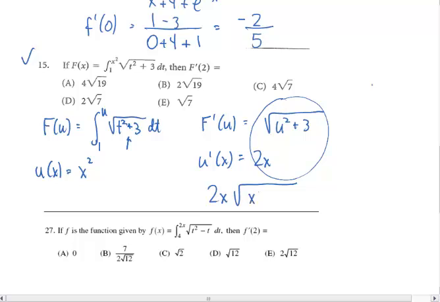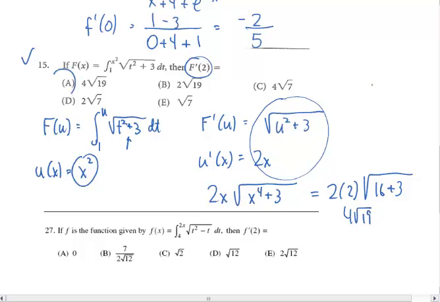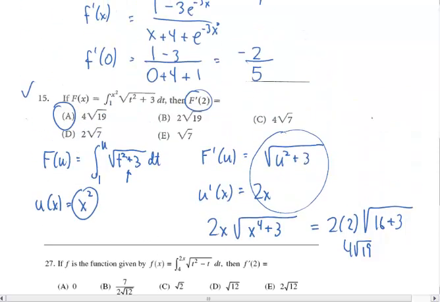So it's x squared squared, which just becomes x to the 4th plus 3. Now I've got to plug in my value at 2 because they said find f prime at 2. So that's going to be 2 times 2, and then in the radical, it's going to be 16 plus 3, which will give me 4 root 19, which is choice A.